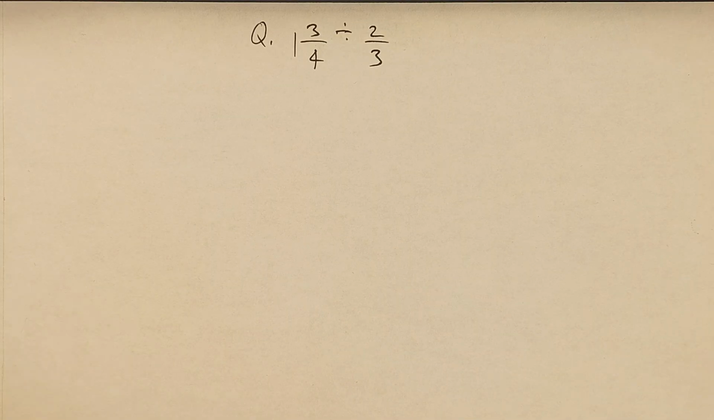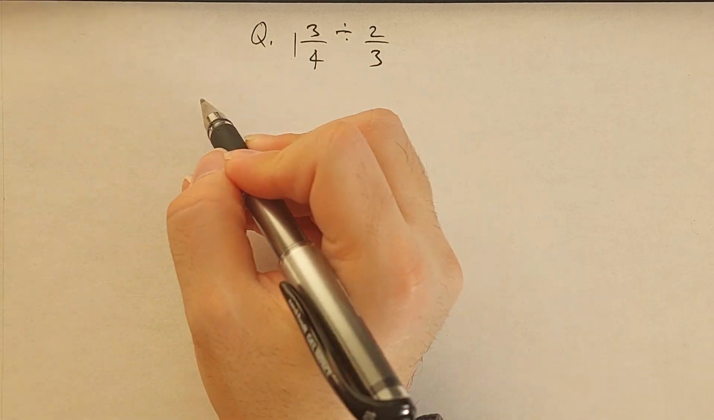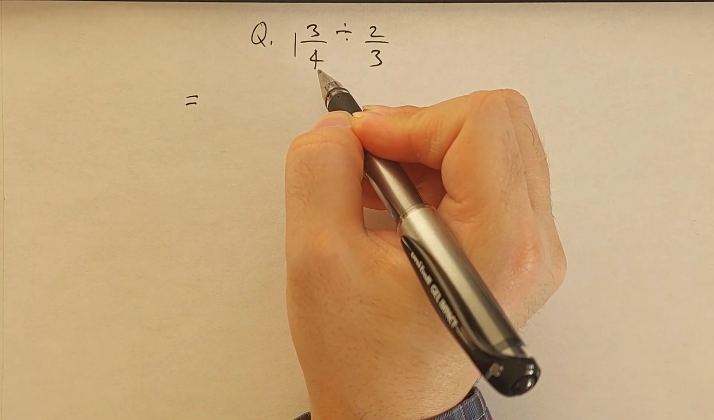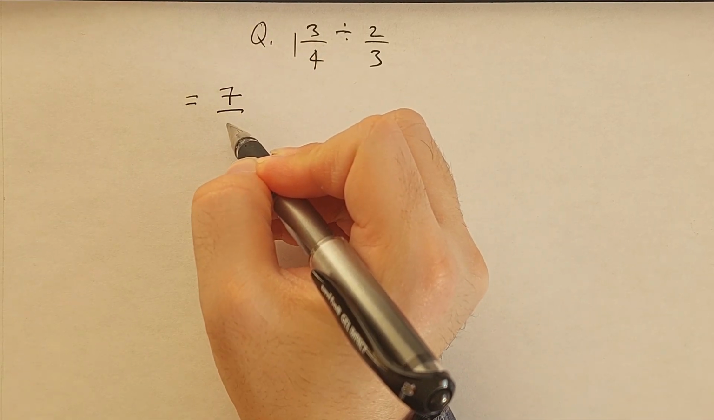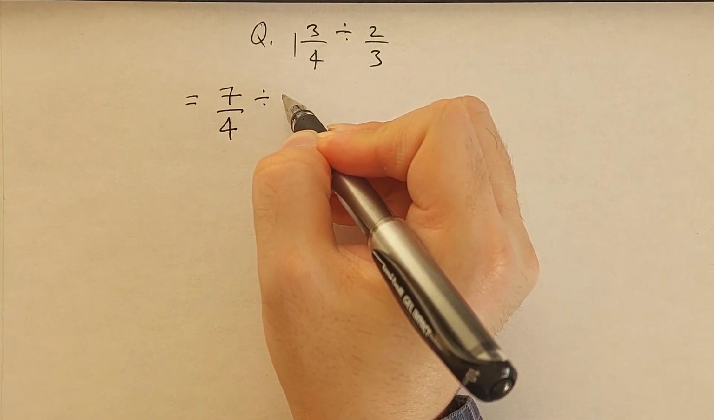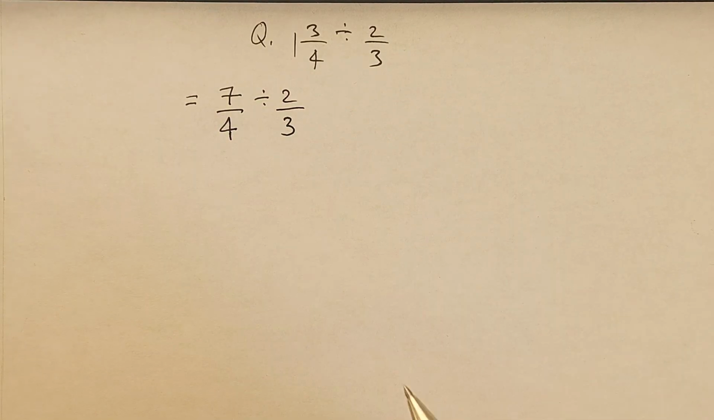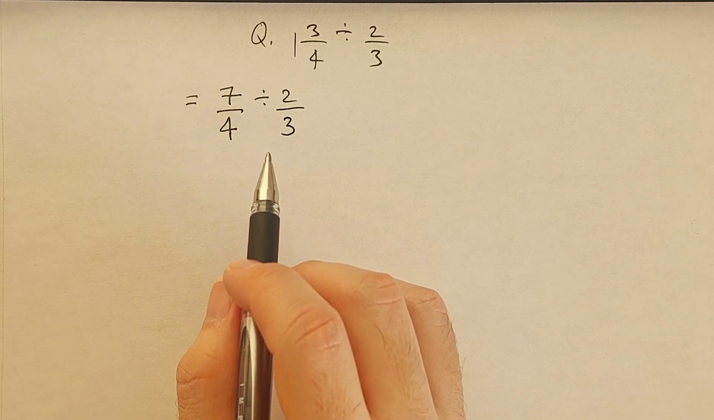The next question is 1 3/4 divided by 2/3. First, what we are going to do is convert this mixed number into an improper fraction. 4 times 1 is 4, plus 3 is 7. 7 divided by 4, divided by 2/3. Now we are going to convert this into a multiplication sign.